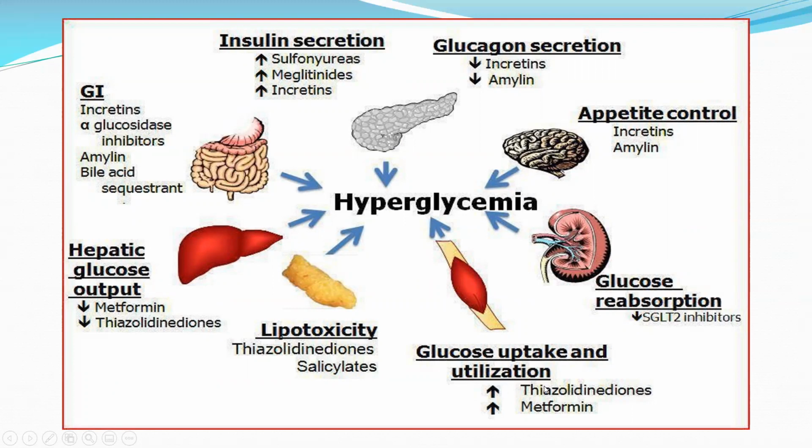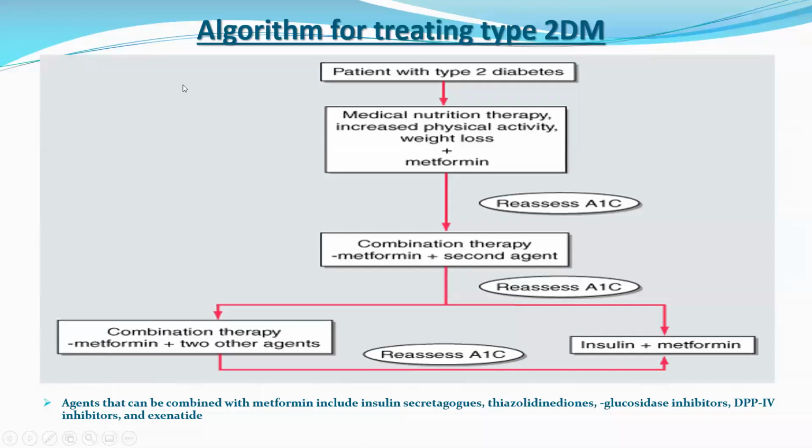Enhancing the glucose utilization is the mechanism of thiazolidinediones and metformin. Minimizing the lipotoxicity and minimizing the release of free fatty acids is the mechanism of action of thiazolidinediones. Decreasing the glucose output production by the liver through the process of gluconeogenesis is the function of metformin and thiazolidinediones. And finally, enhancing insulin secretion by the secretagogues is the action of sulfonylureas, meglitinides, and incretins.